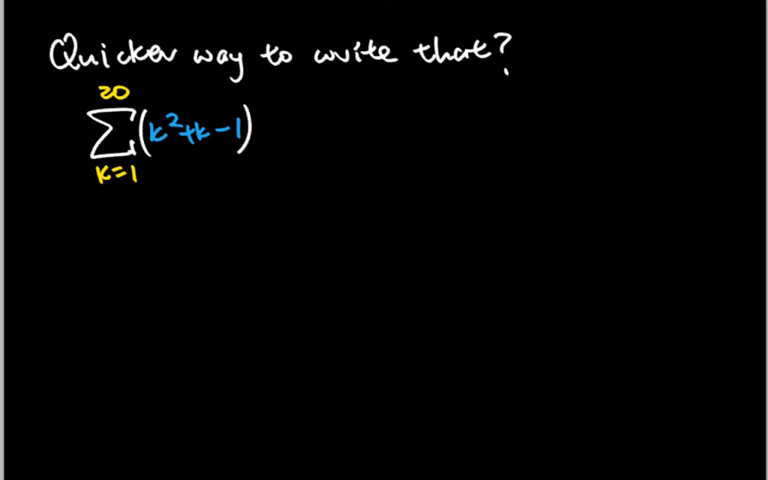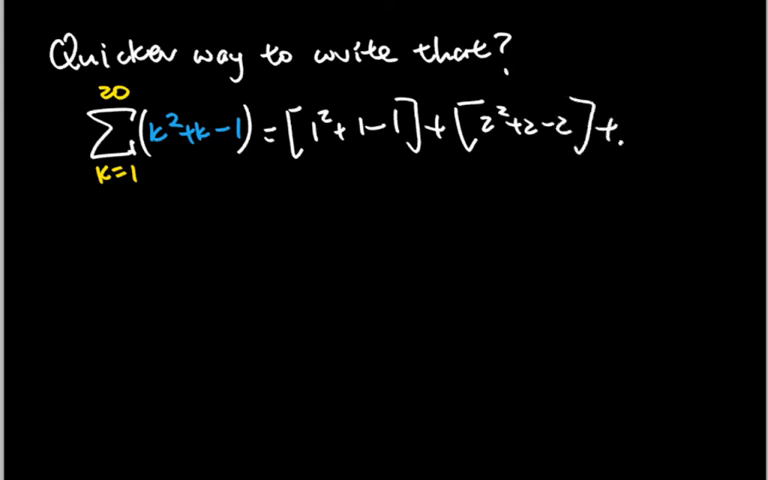So, what we're doing is we're going to add up this thing, starting with k equals 1, ending with k equals 20. That's what this says. So this literally just equals 1 squared plus 1 minus 1 plus 2 squared plus 2 minus 1 dot dot dot until 20 squared plus 20 minus, wait, that's supposed to be a 1. Sorry about that.